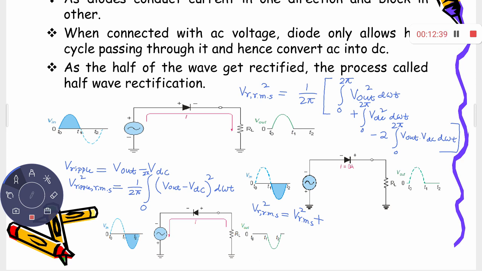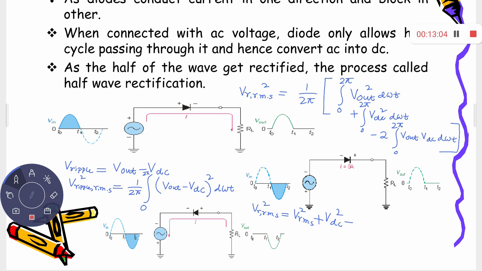That's not difficult. VDC is constant. Vm by pi, yes, in terms of VDC. VDC is a constant, it's not a function of t. Take it outside. Integrating from 0 to 2 pi, d omega t will give you 2 pi, and 2 pi by 2 pi is 1. So simply VDC square. Right?